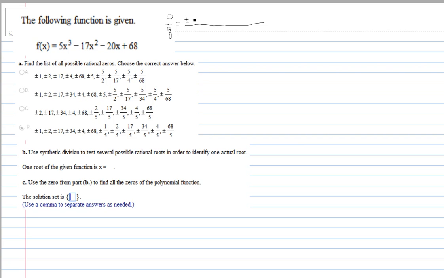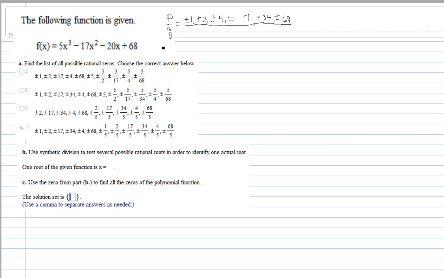So plus minus 1, plus minus 2, plus minus 4, plus minus, let's see, well, I can start at the other end and get plus minus 68 because it's 68 times 1, plus minus 34 because it's 34 times 2, and plus minus 17 because it's 17 times 4. I think that's all of those.